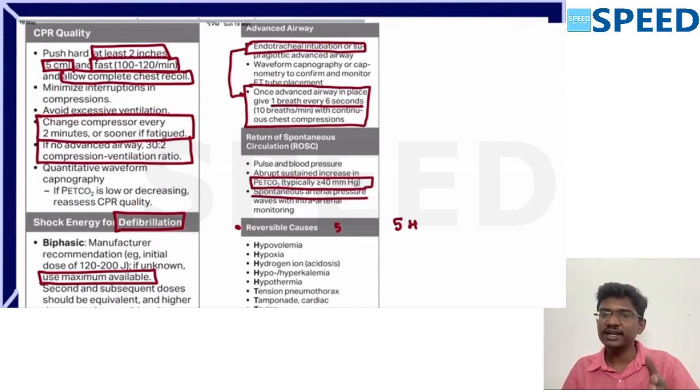After resuscitating a patient from cardiac arrest, you should always check for the reversible causes, which are the 5H and 5T. Hypovolemia, hypoxia, hydrogen ion acidosis, hypokalemia, hyperkalemia, and tension pneumothorax, tamponade, thrombosis like coronary thrombosis, pulmonary embolism, or toxins. All this should be ruled out.